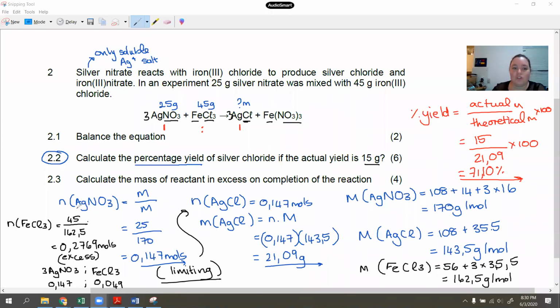So just quickly checking, you should have worked out the number of moles of both your silver nitrate and your iron chloride. You should then have worked out that your silver nitrate was the limiting reagent and your iron chloride was in excess. All of these values here, just for the record, are my molar masses. Once I got the number of moles of silver nitrate, I worked out the number of moles of silver chloride, and I used that to work out the mass of silver chloride. I worked out that I should have got 21,09 grams, and instead of getting 21,09 grams, I got 15. So 15 out of 21,09 gave me an answer of 71,10.